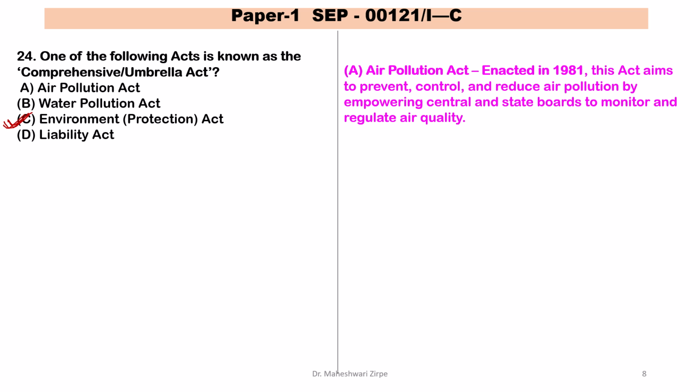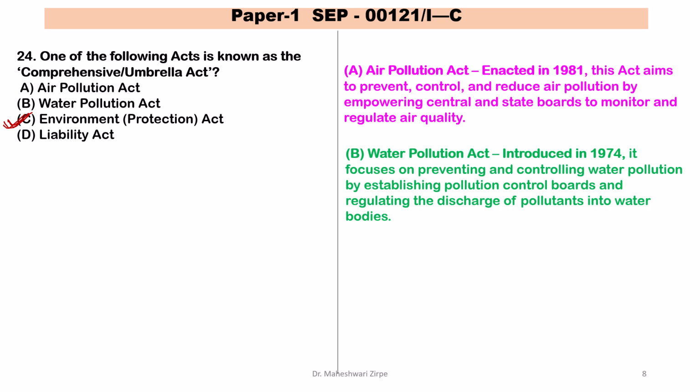So you should know all the acts which are given in the option. Okay, this year they have asked us Environmental Protection Act, but in the coming years they can ask for Air Pollution Act also. So Air Pollution Act was enacted in 1981 and aims to prevent, control and reduce air pollution by empowering central and state boards to monitor and regulate air quality. Okay, in 1981. Next is water pollution. 1974 it was introduced for the water pollution, okay, to prevent water pollution.